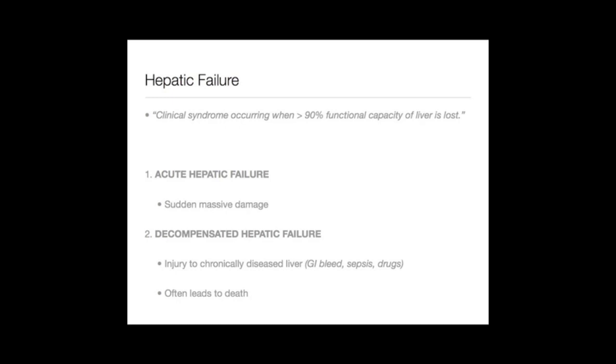So patients with chronic liver disease basically get an intercurrent illness, perhaps related to that. So for example, if they had varices, they might have had a massive GI bleed. Because they have reduced levels of immunoglobulins, they may become septic, or perhaps they might be exposed to various drugs. And all that this really does is it pushes them over the edge, and they lose that final bit of capacity, which results in hepatic failure. And this is often the modality of death in patients with chronic liver disease.